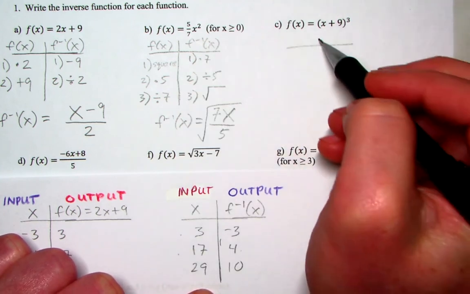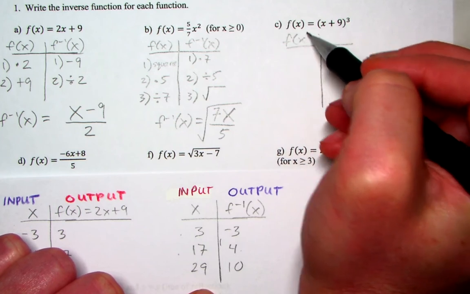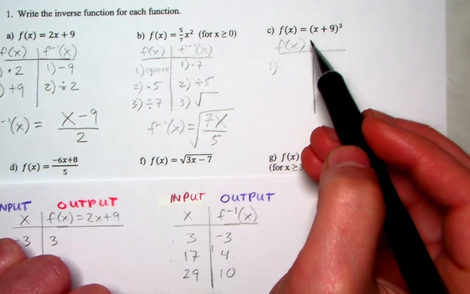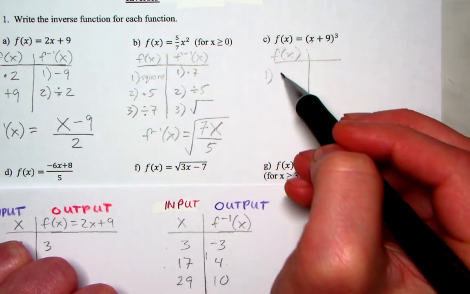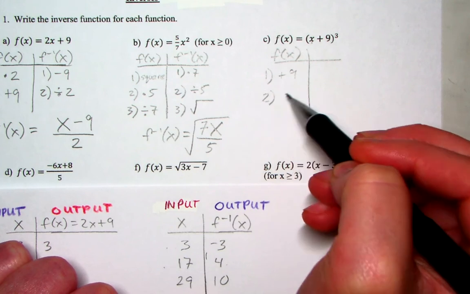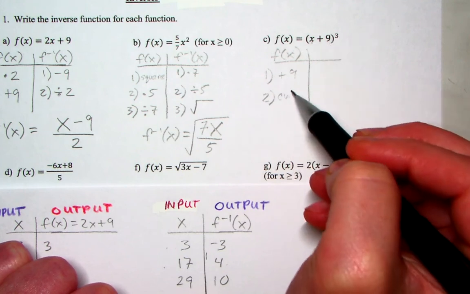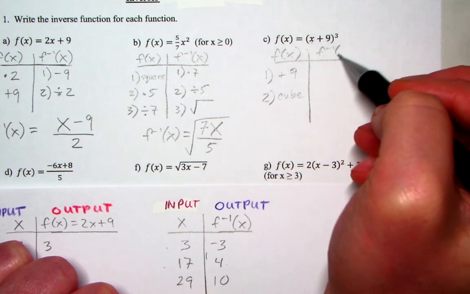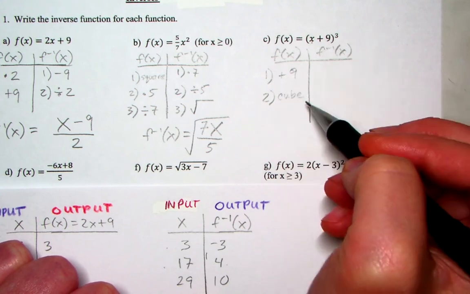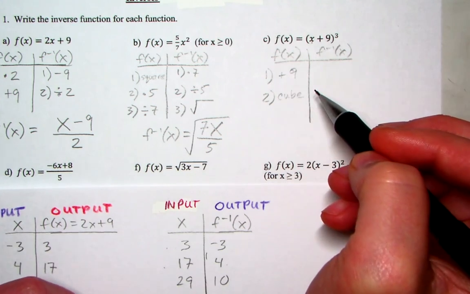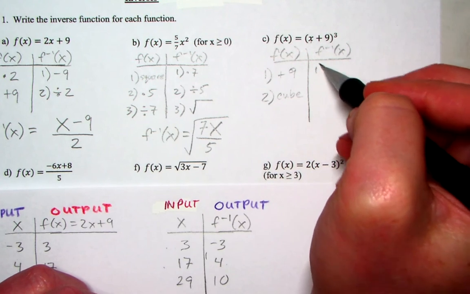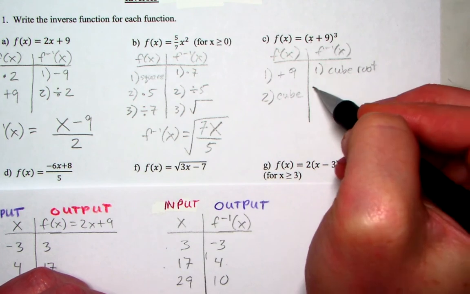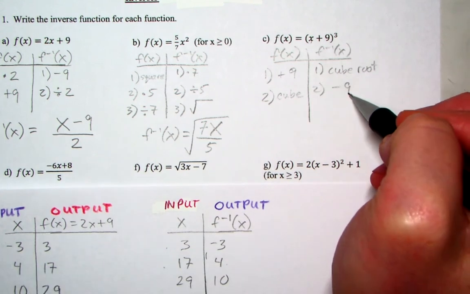Okay, the next example. Let's list what f of x does. So step 1, as you see here, thinking order of operations, if I substitute something for x, I first add 9. And then we have cubing. We cube the value. So the inverse, we'll take all of these and do the inverse operations in the opposite order. Okay, so step 1 is to cube root this time. Step 2 is to subtract 9.